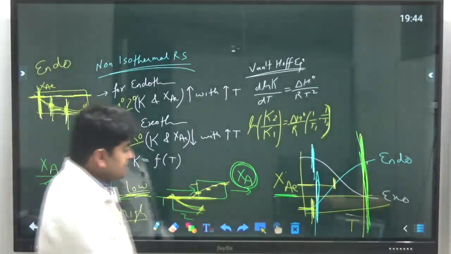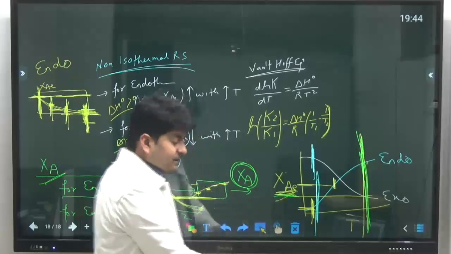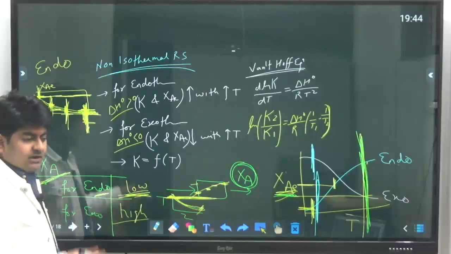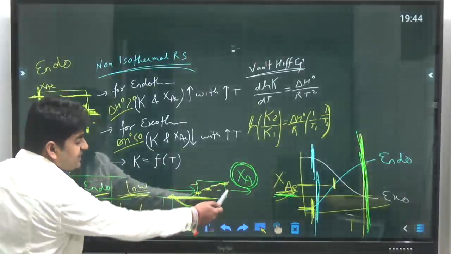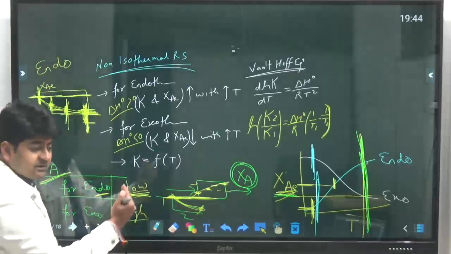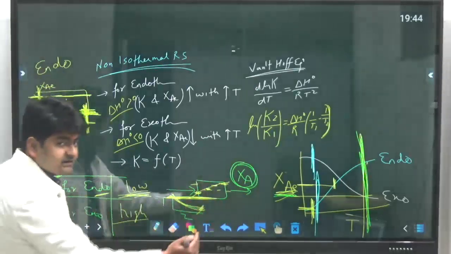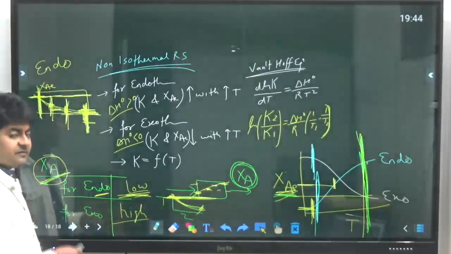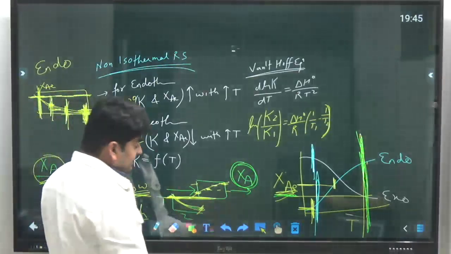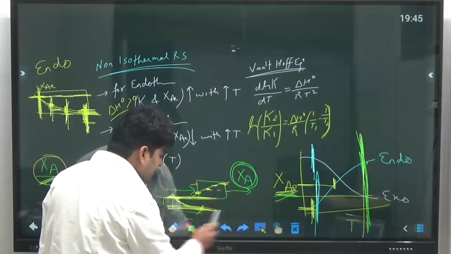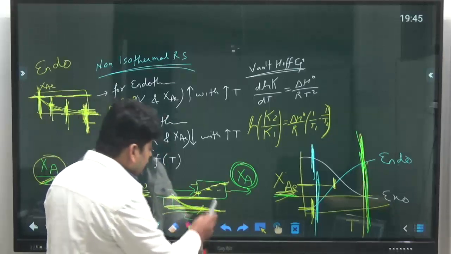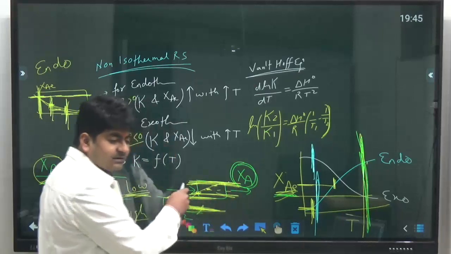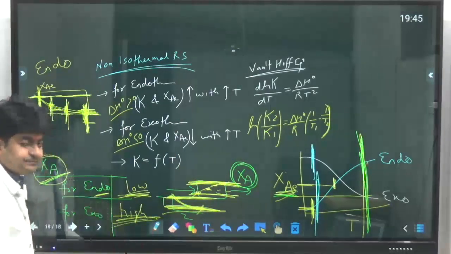Because this is the point value, point conversion, and this is the overall conversion, that is the sum of all these point values. You can understand it like infinite MFRs in series, and at each and every MFR temperature is increasing, so conversion will decrease or increase depending on the type of reaction, and thus you can find out the overall conversion. And for exothermic reaction throughout we have lower temperature. So throughout we will have highest equilibrium conversion, and thus overall conversion will be maximum.